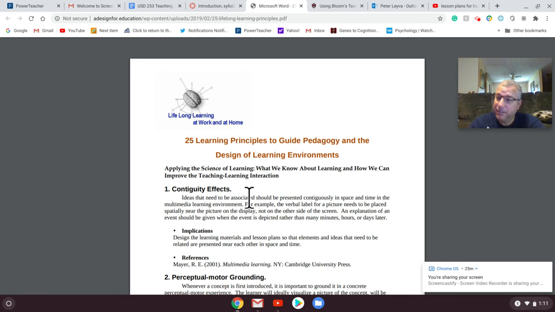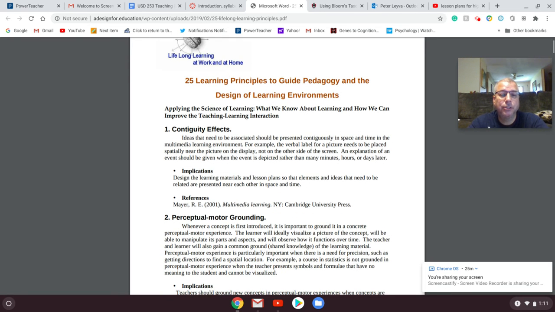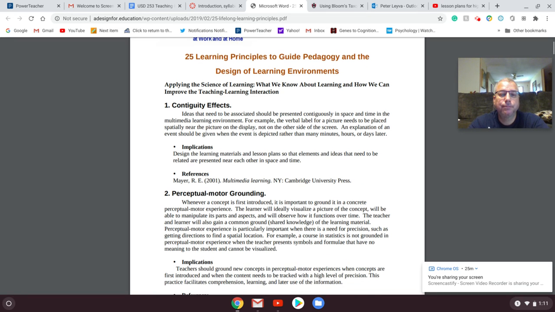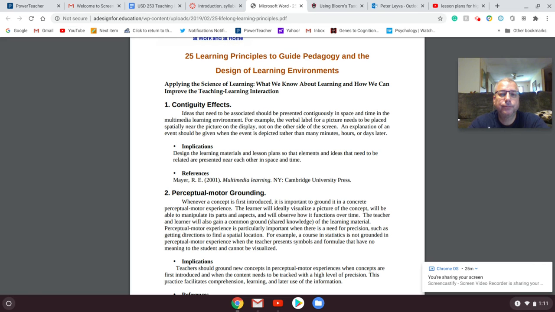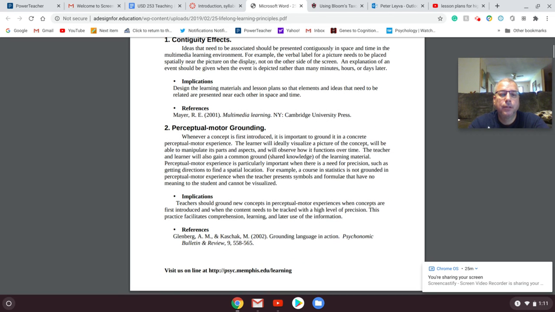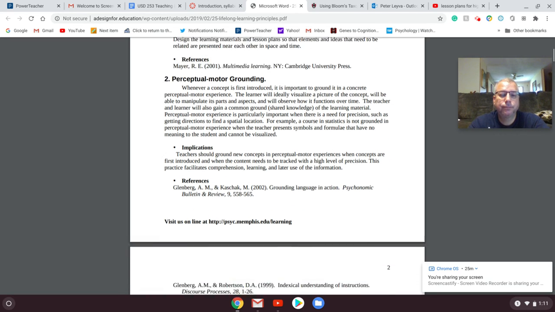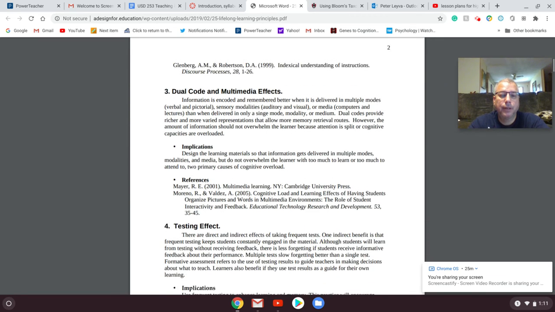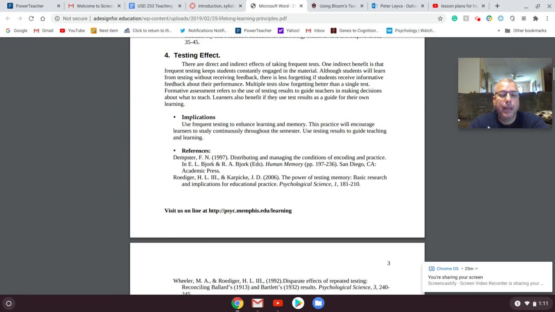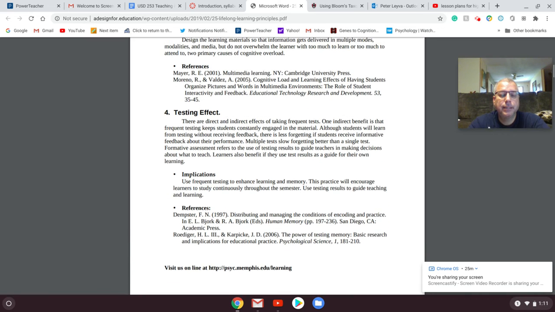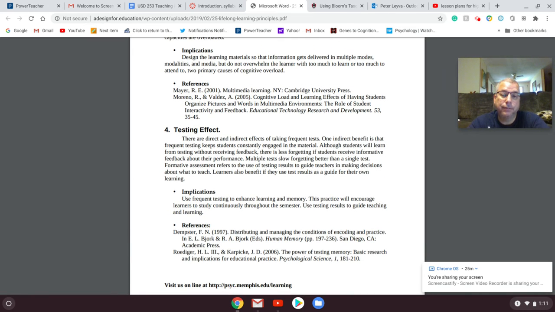And if you use diversity, which is a requirement for all of our lesson plans, if you use diversity, then... I lost my train of thought there. But anyways, these are the things, continuity effects. Okay. Make sure you go over all this. Perceptual motor grounding. All right. Go through here, look through things, and understand the testing effects.